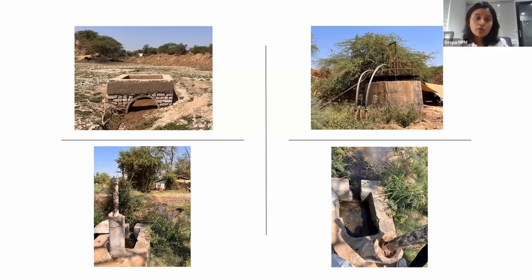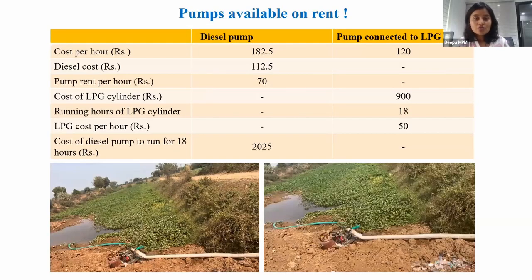And panchayats also operate the auctioning process of some portion of this drain, so that people can take it on lease and do their aquacultural activity on a commercial scale. So this is also happening there. Apart from agriculture, there is other livelihood activity going on.